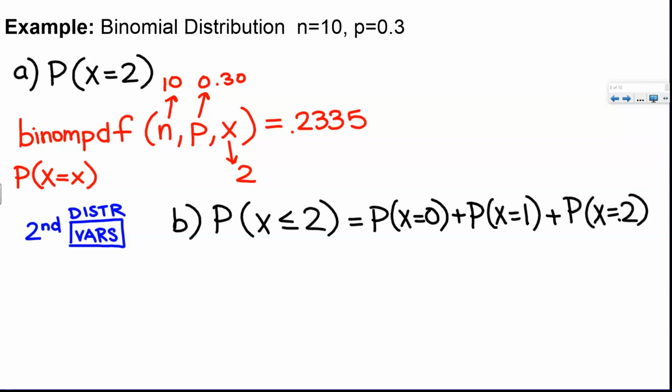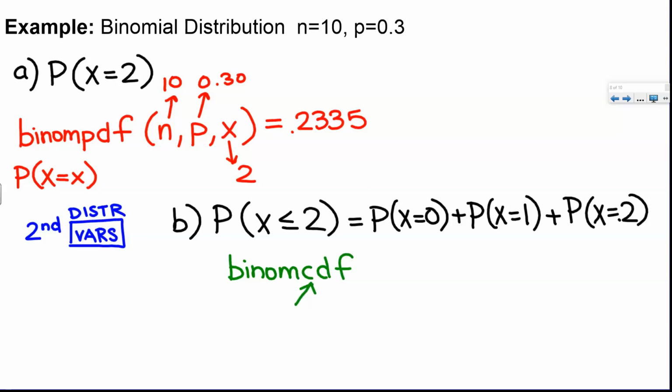We could say the probability of less than or equal to 2 is equal to 0 or 1 or 2. Right? We could add all those together. But that could take a little bit of time. Right? Just have to do the PDF for all of those. So luckily there's another option we can use, which is also in the calculator, and it is called the binomial CDF.